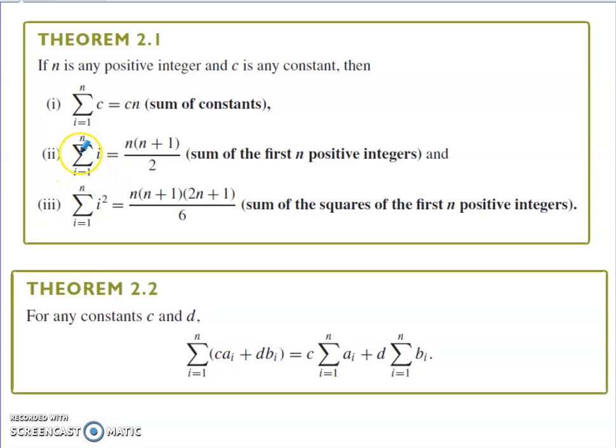If you're taking the sum from 1 up to n of i, this would be 1 plus 2 plus 3 plus 4 plus 5 up until whatever value of the index sits up here. The shortcut for computing that sum is to take where the index ends, multiply that by that value plus 1, and divide by 2.